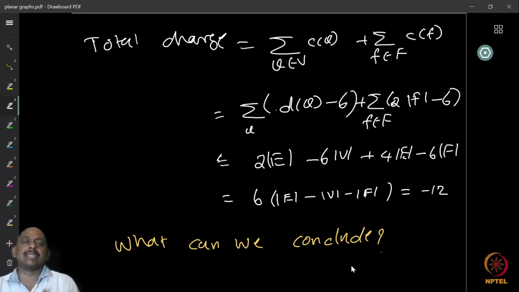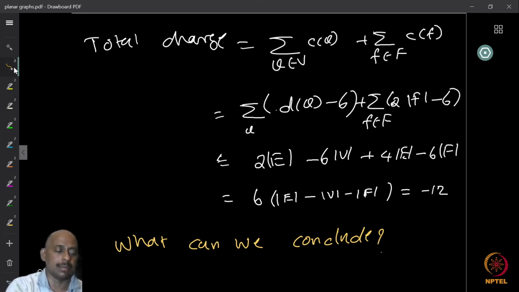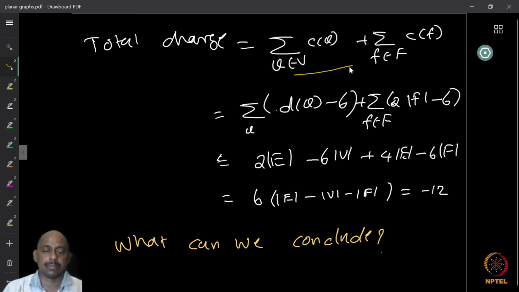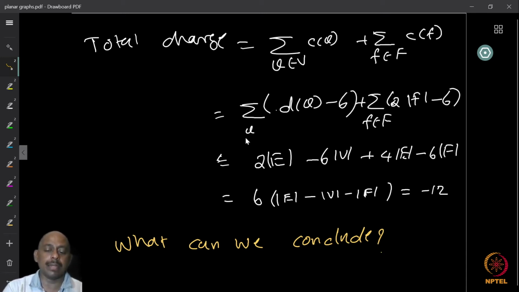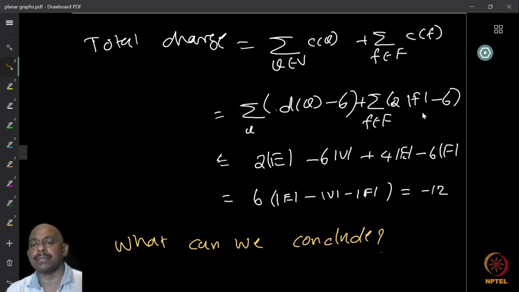Now I want to look at the total charge in the graph. So what is the total charge? It is the total of all the vertex charge plus all the face charge. So it's the summation over all the vertices, charge of V, plus the summation over all the faces, charge of F. Now the charge of V is degree of V minus 6, and the charge of F is twice the length of the face minus 6.